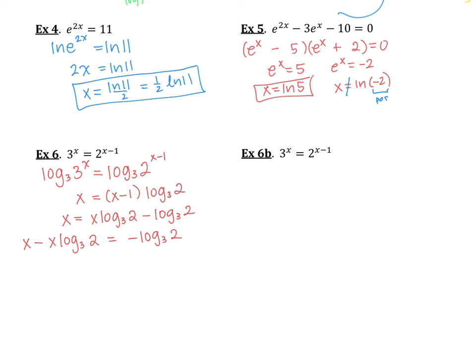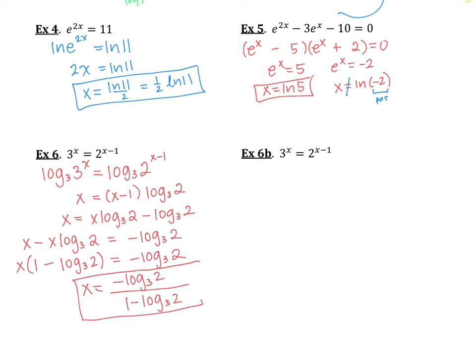Okay. Now that the x's are both on the left side, I want to isolate the x. So I'm going to factor the x out of the two terms. Okay, x times 1 is 1x. x times log base 3 of 2 is x log base 3 of 2. Okay, and then I can get the x by itself by dividing both sides by 1 minus log base 3 of 2. Okay, and then you can leave your answer like that. That's a pretty nice answer. If I had chosen to do the log base 2 on both sides, my answer would not have looked the same, but it would also have been correct.